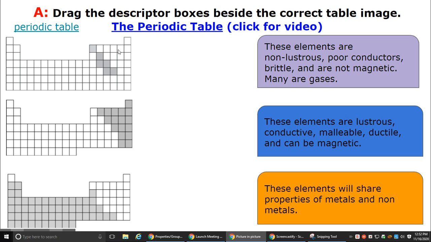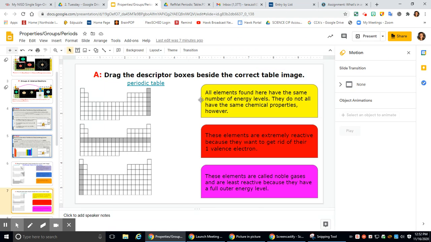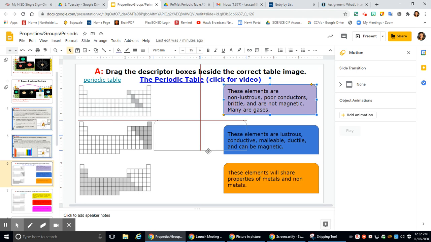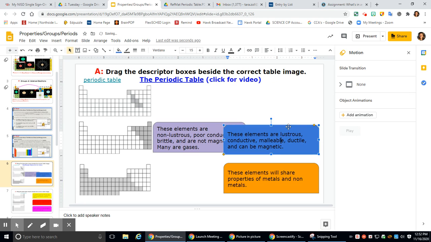Let's drag and drop the descriptor boxes beside the correct table in the image. So let's look. These elements are non-lustrous, poor conductors, brittle, and are not magnetic. Many are gases. So these would be your non-metals. Your non-metals are located to the right side of that zigzag staircase.